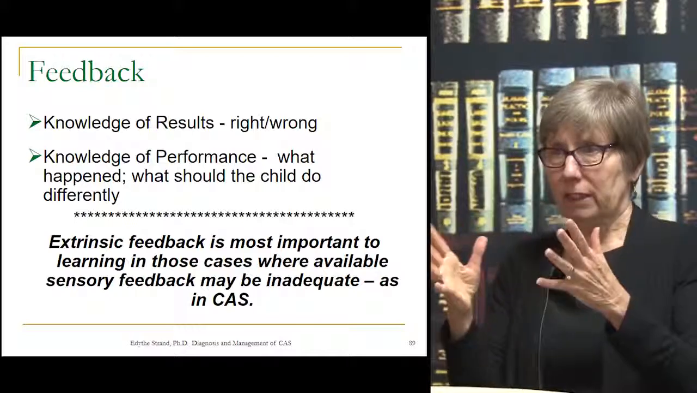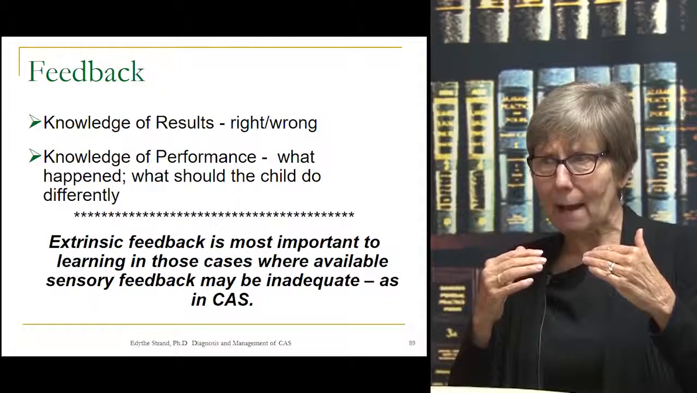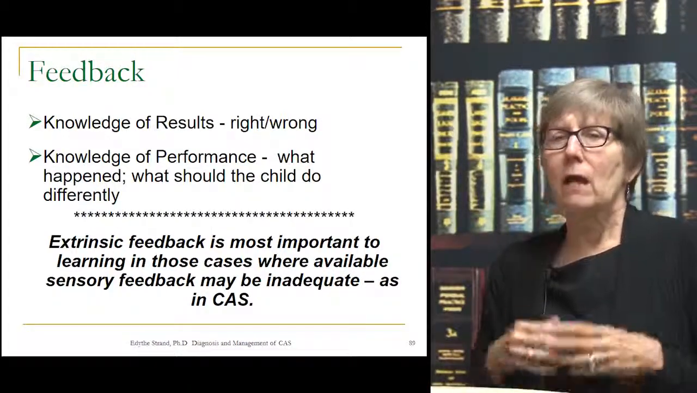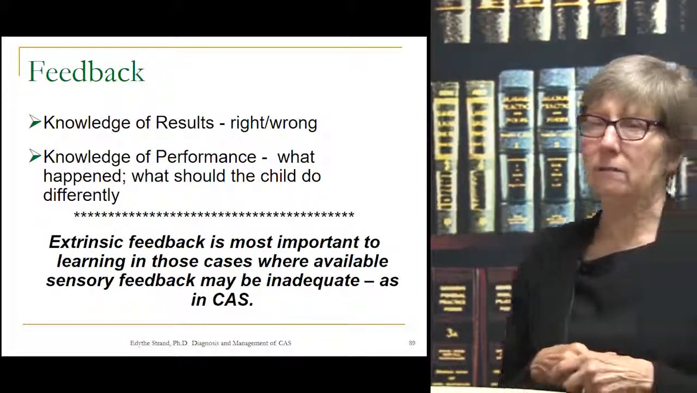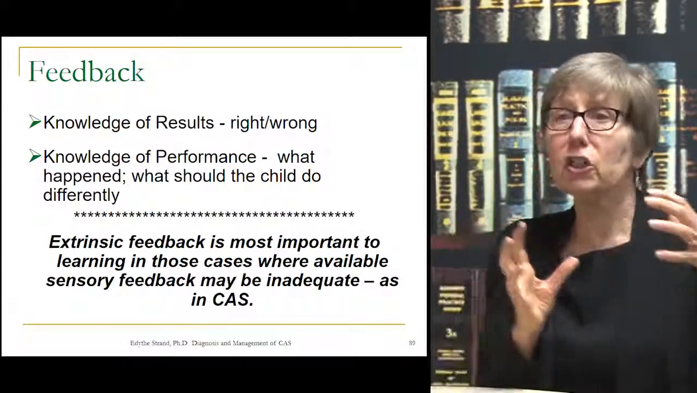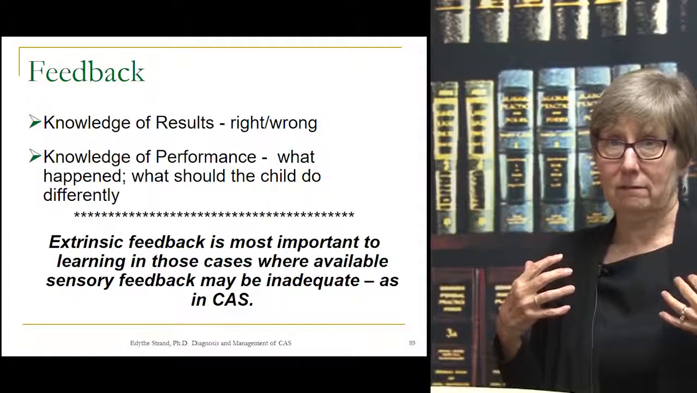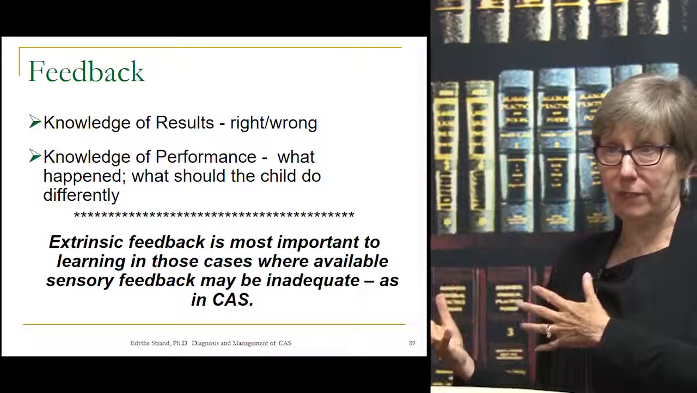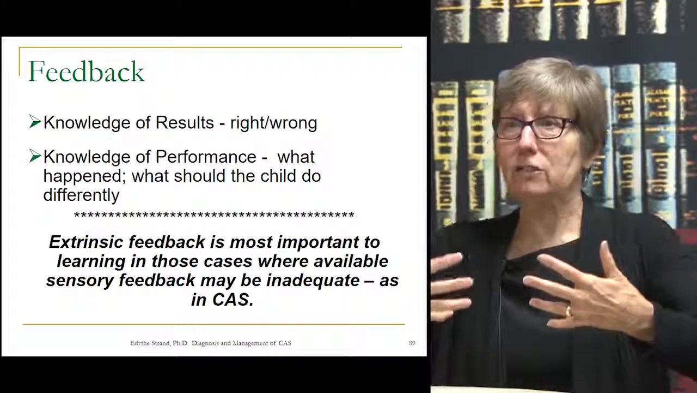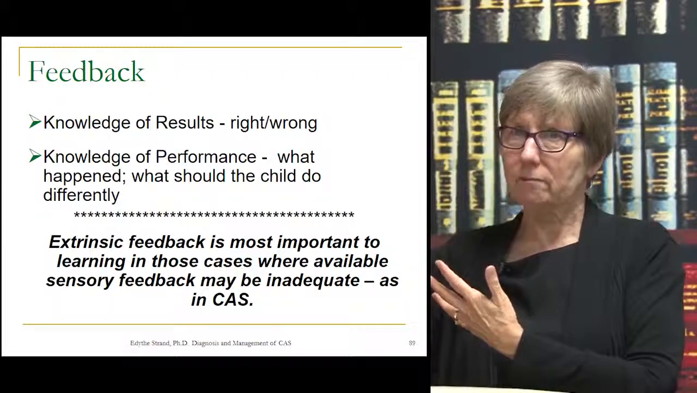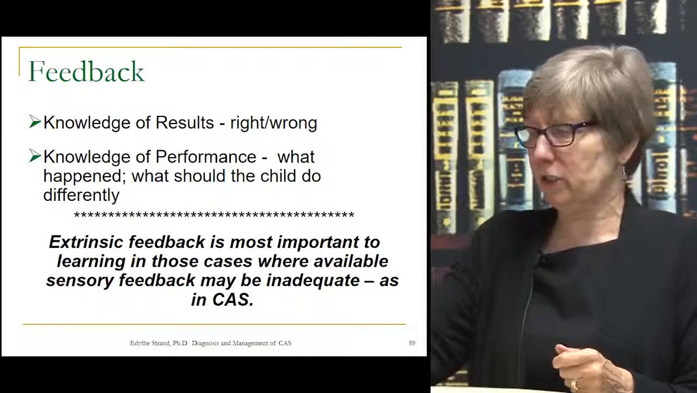So just to review, feedback, knowledge of results is just right or wrong. Knowledge of performance is actually what happened. What should the child do differently? We need to provide a lot of extrinsic feedback, what we're giving them, and very specific feedback earlier and when they're more severe. As they start to become more accurate, we fade that. We fade it to knowledge of results and less frequently. It will become intuitive, and you'll just gradually be doing that as you notice them improving. But don't tie yourself up in knots trying to keep track of how many times you did each.